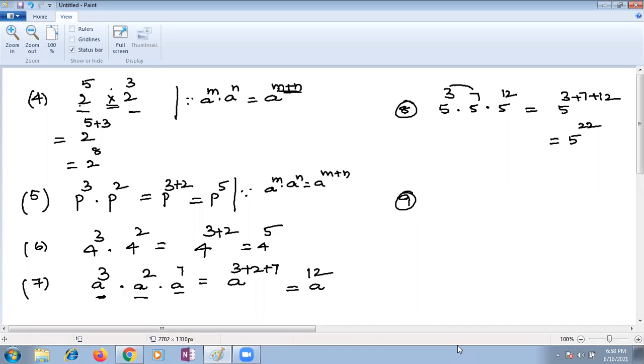Ma'am, your multiplication is there, so we can't multiply the power. Where, ma'am? Seventh one. A dot means multiplication, so we need to multiply 3 into 2. A dot also means multiplication only. So in this case, the bases are the same, ma'am, we can multiply powers.